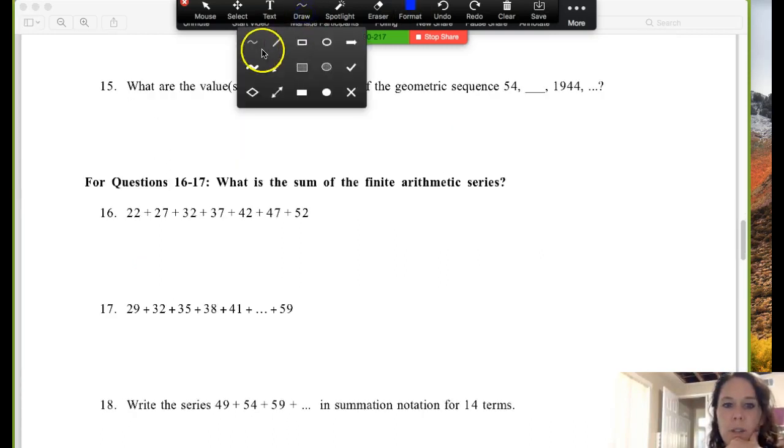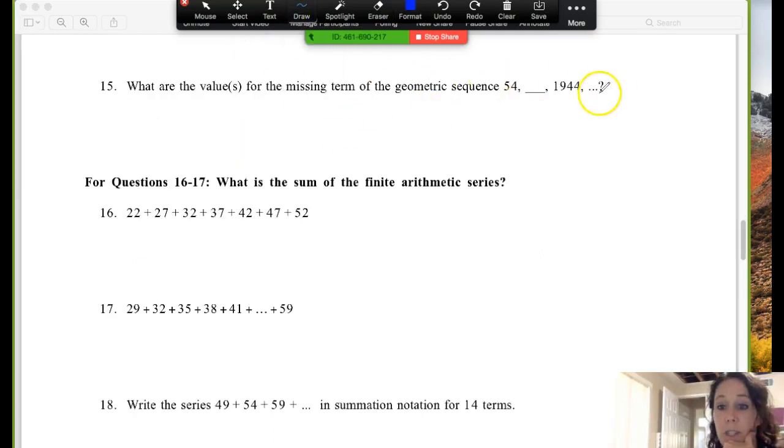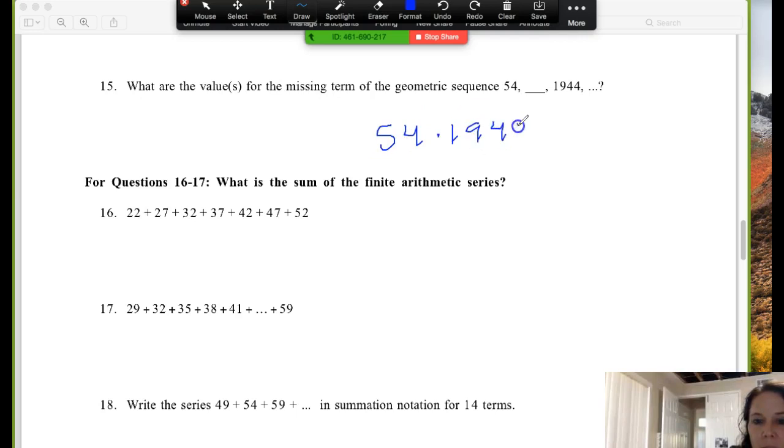Okay, this one wants you to find the values of the missing term of this geometric sequence. Since we don't have a second term, that's really hard to figure out what the common ratio is. But we do have 2 terms, and we can find a geometric mean. Now, the geometric mean is a little different than the arithmetic mean. The geometric mean is found by multiplying the 2 terms together and then finding the square root of them. It's like squaring them and square rooting them.